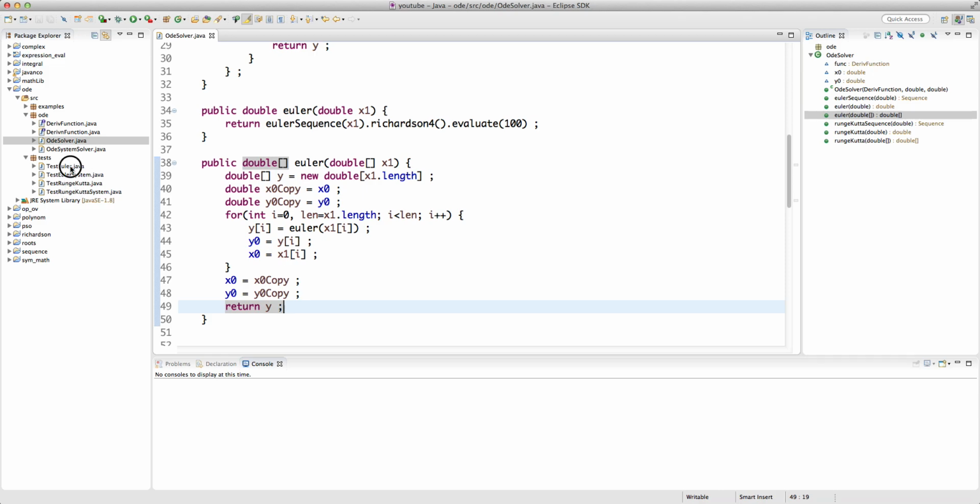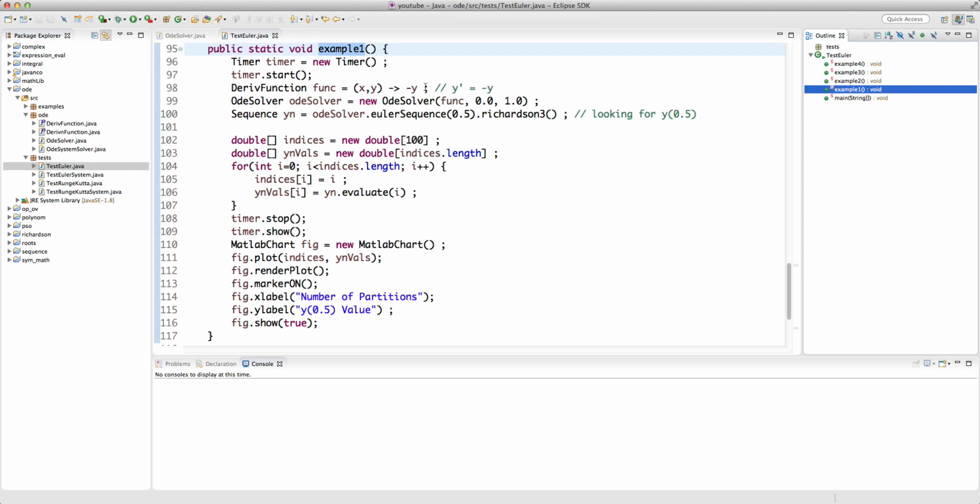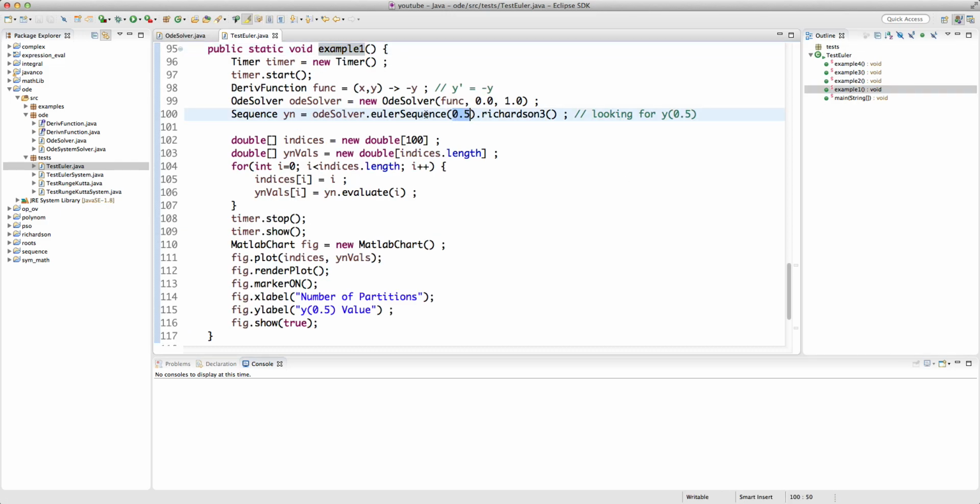Now in the test Euler class, we looked at example number 1, which was looking at the Euler sequence for the differential equation y prime equals minus y, and looking at a point 0.5, which is very close to the initial point, which was x equals 0, right?